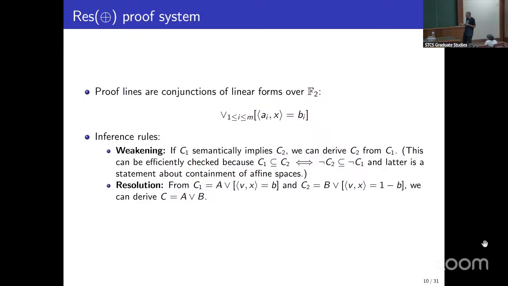The second inference rule is resolution. Let's say you have two clauses. The first clause is A, or the inner product of x with v equals b. The other clause is B, or the inner product of x with v equals 1 minus b. Then these two clauses semantically imply A or B, so you can derive A or B from these two clauses.